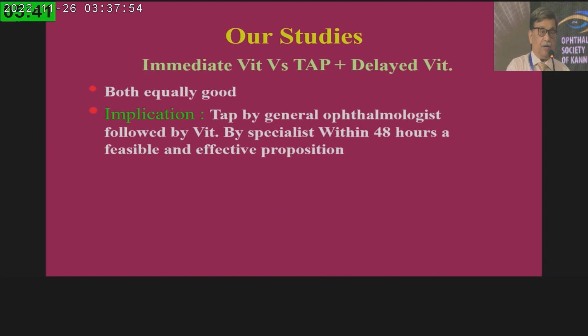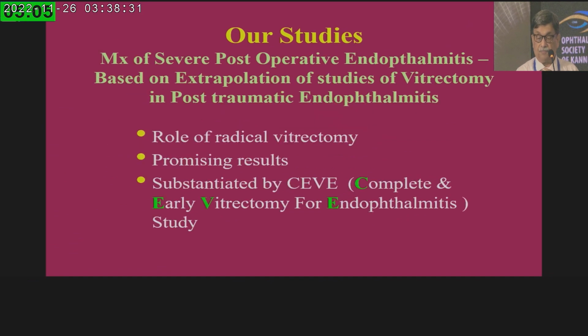What about immediate vitrectomy versus late, delayed vitrectomy? That means the patient can't get the vitrectomy immediately. Is it okay if he gets an intravitreal and then goes for vitrectomy? Well, both are equally good. The conclusion we reached was that, okay, you don't have a facility for vitrectomy, go ahead and do the TAP, give the intravitreal antibiotics, but send immediately to the vitreous surgeon, who can within the next 24 to 48 hours take up the patient for vitrectomy without causing an adverse effect on the outcomes.